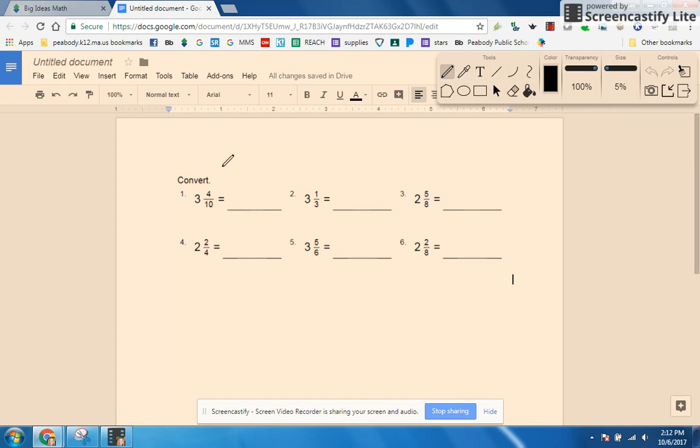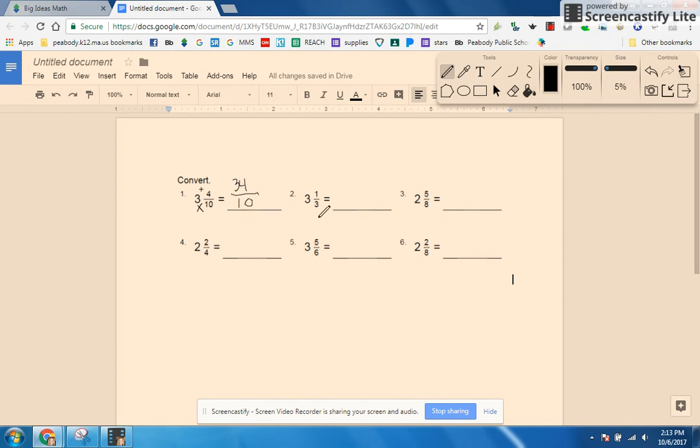So I'm just going to do a really quick review of this to see if you remember how to do it. For the first one, you take the denominator, which is 10, you multiply it by the whole number, and then you add the numerator. So 10 times 3 is 30, plus 4 is 34. And then the denominator just stays the same, in this case 10.